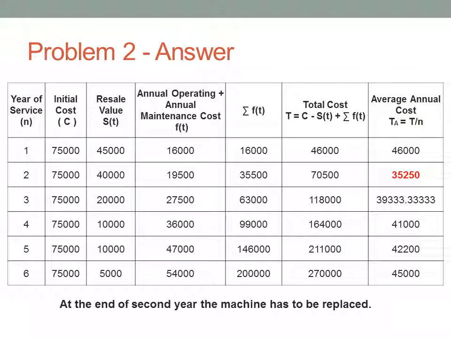If we hold the machine after that, see what is happening. From the third year, the annual cost is rising. It goes 39, 41, 42, 45, and likewise it goes on. That's why we have to choose the minimum average annual cost and replace the machine at that particular year. If we don't do it, our cost is going to increase like anything. So for this problem, the answer is 35,250, which comes under the second year. That's why we write that at the end of the second year, the machine has to be replaced.